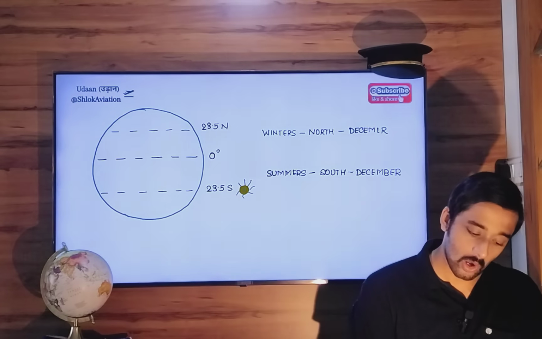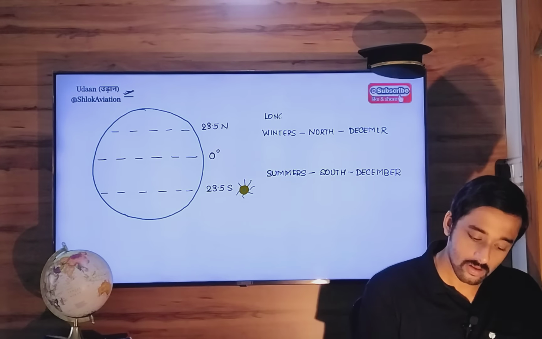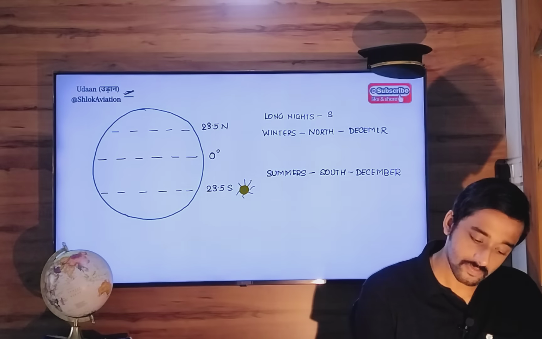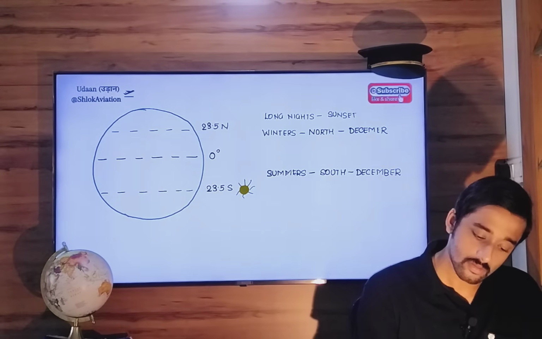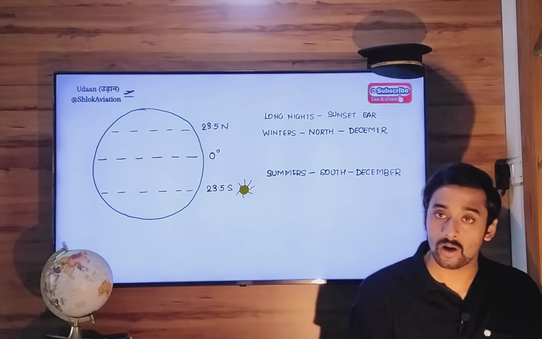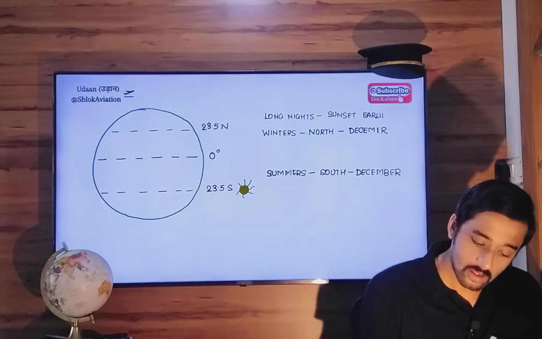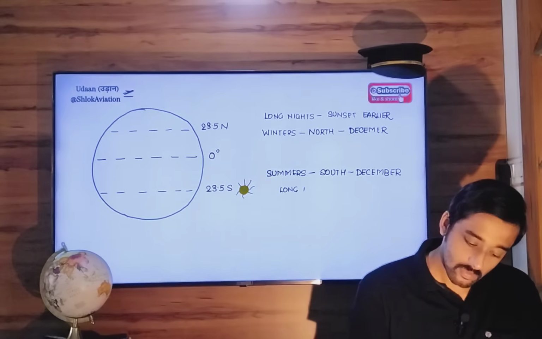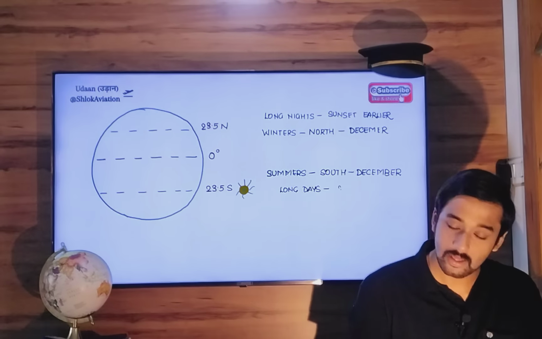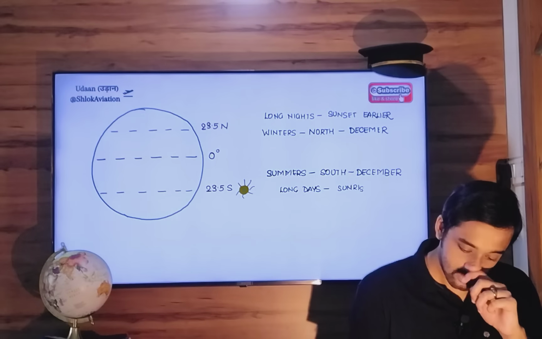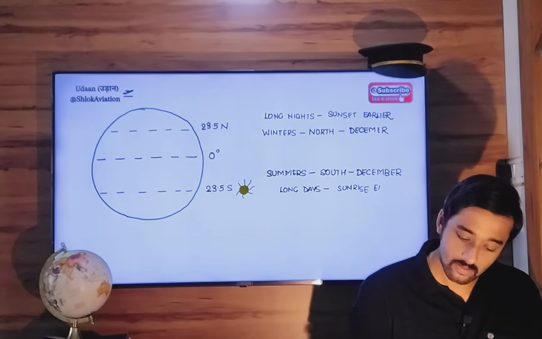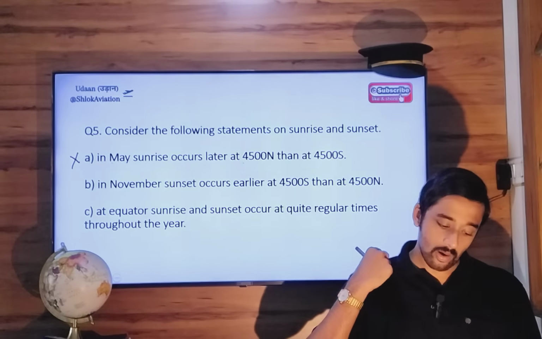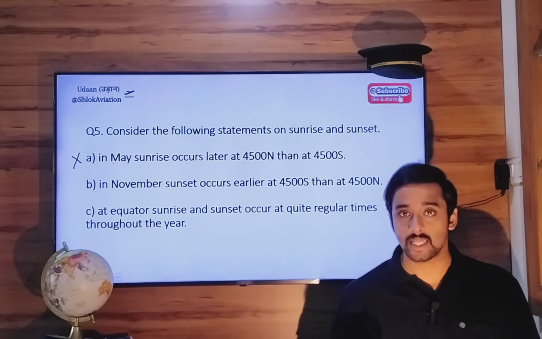Now winters mean long nights. That means sunset will happen much earlier. Summers mean long days. That means sunrise will happen much earlier. Okay. So in this statement, it says that in November, sunset happens earlier in the southern hemisphere.